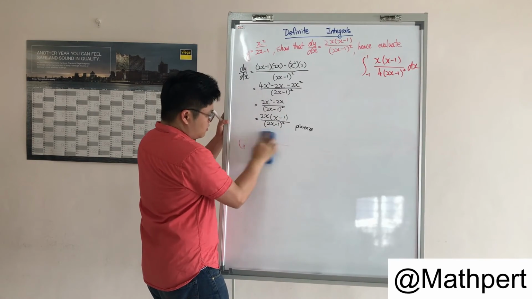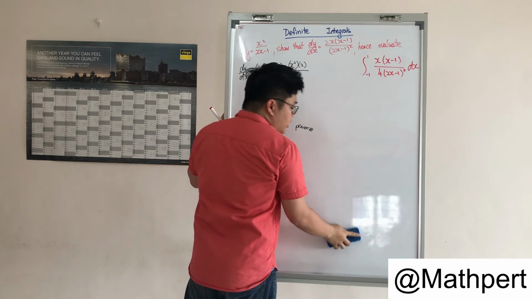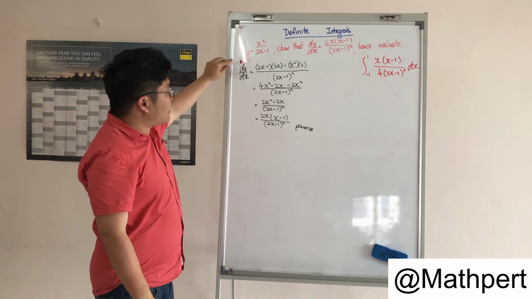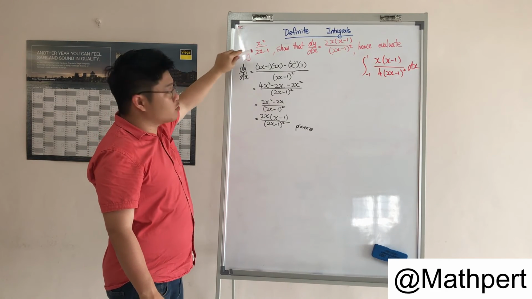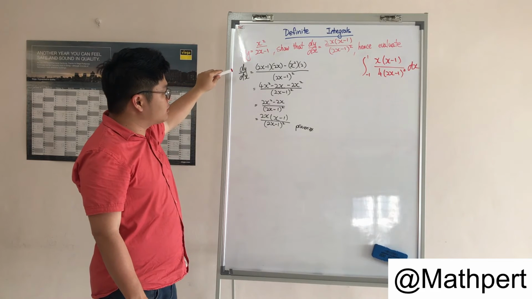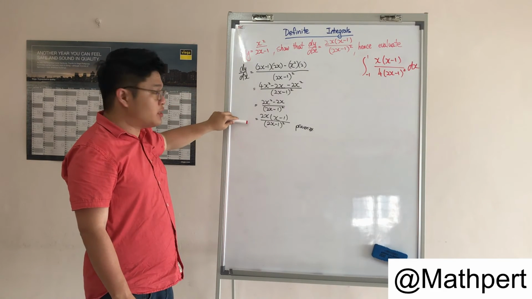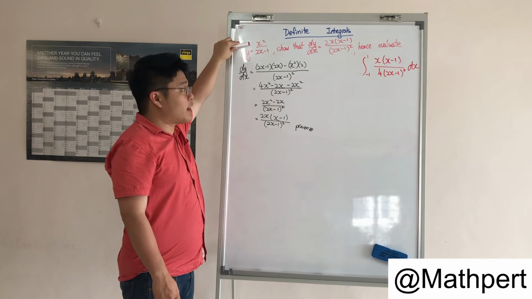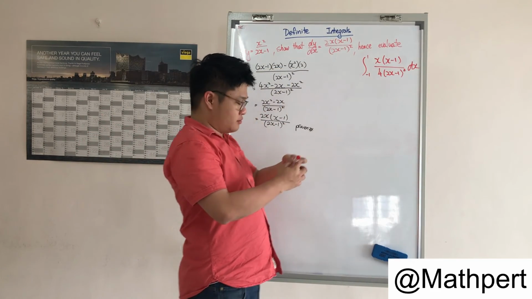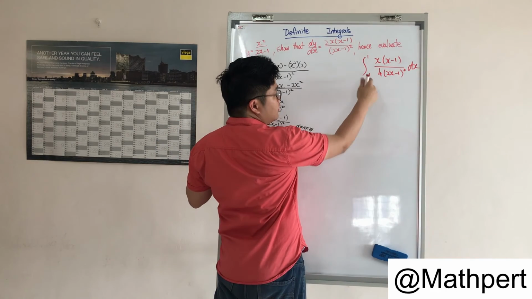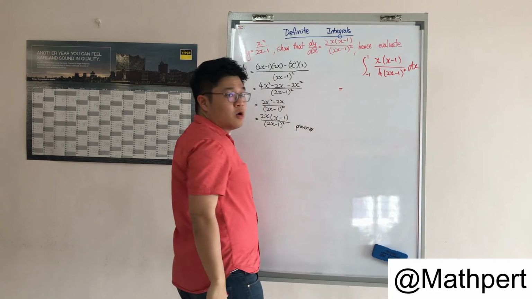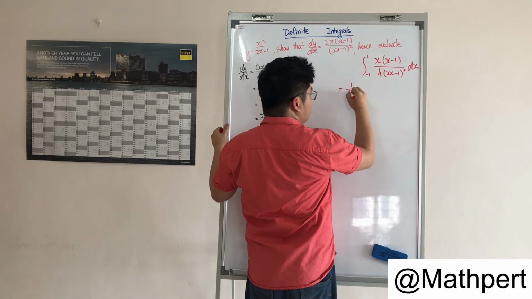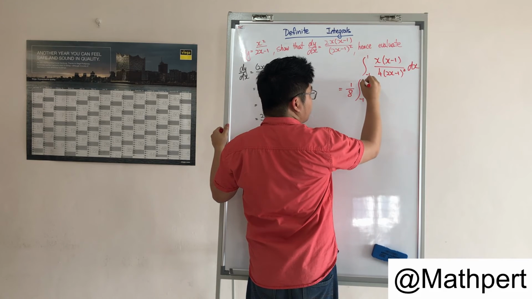Next, why do we need to find the 1 over 8? It's because if we get y equals this one and we differentiate dy over dx, we get this one. Meaning when we integrate this one, we will get back this one. So from here, we integrate this one. Meaning 1 over 8 from minus 1 to 1.